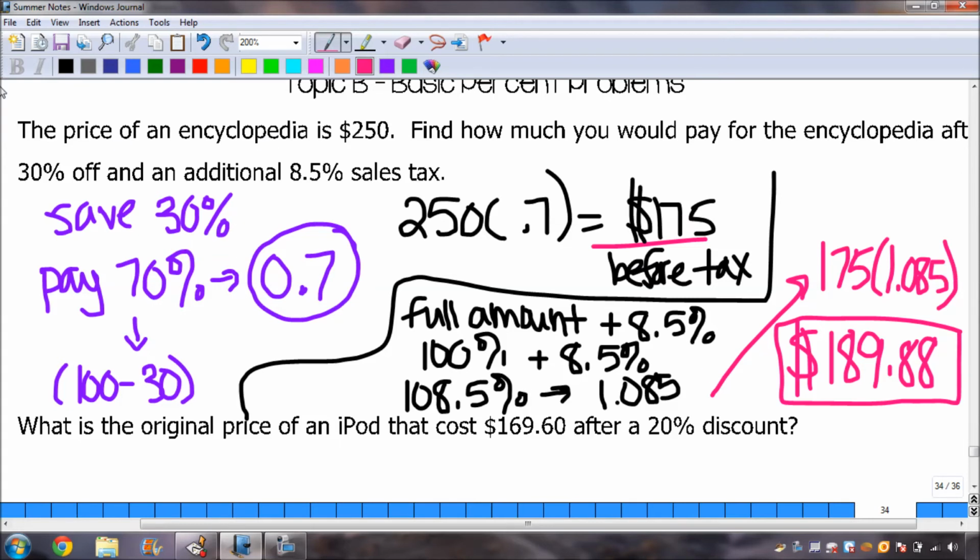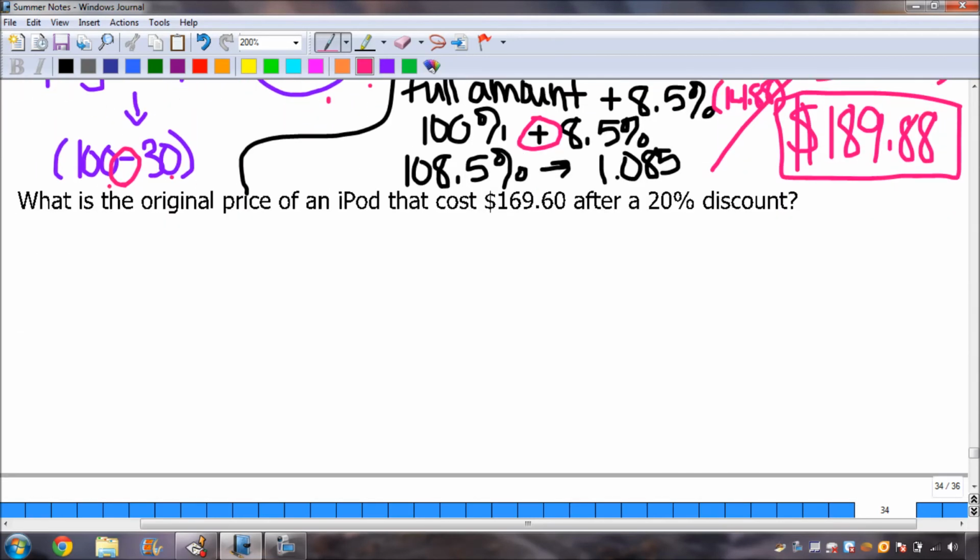Before, when we did the original method, we figured out that we would save $75 by figuring out what 30% of the price was, and then we subtracted. But here we just did our subtraction first. We subtracted 30 from 100 first, and we just used that percentage to figure out the answer, okay? Same thing with this one right here. We figured out what 8.5% was first, which was $14.88, and then we added it on. But here we added the 100% first, and then figured out what the percentage was. Either way, please use the method that makes the most sense to you.